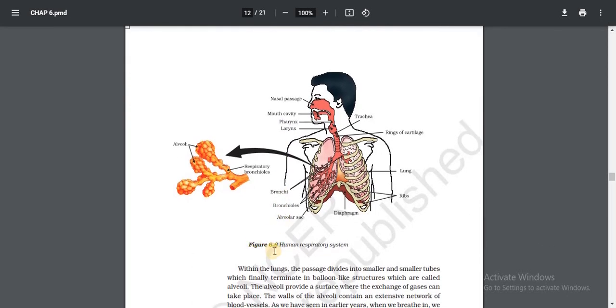Here, figure 6.9, human respiratory system. Alveoli, respiratory bronchioles, nasal passage, mouth cavity, pancreas, larynx, trachea, rings of cartilage, bronchi, bronchioles, alveolar sac, diaphragm, ribs, lung.